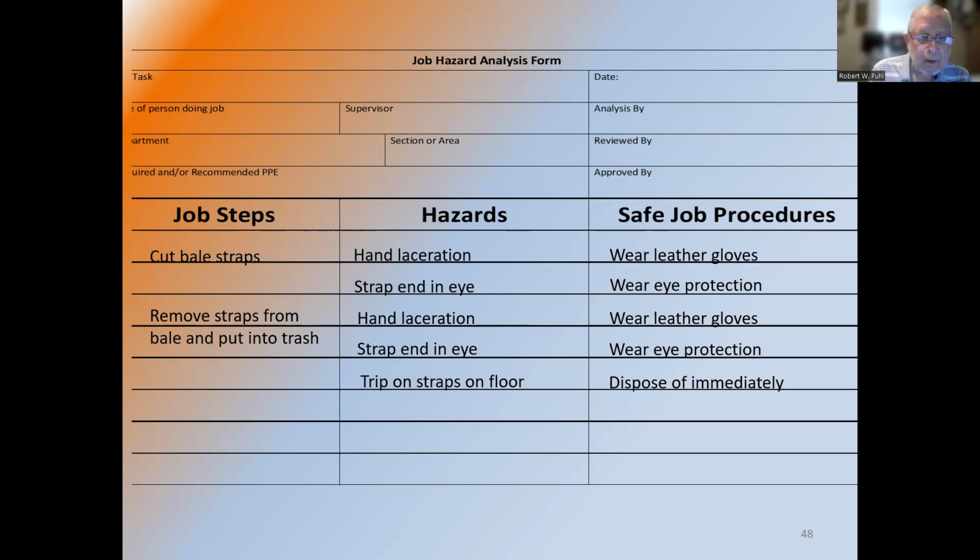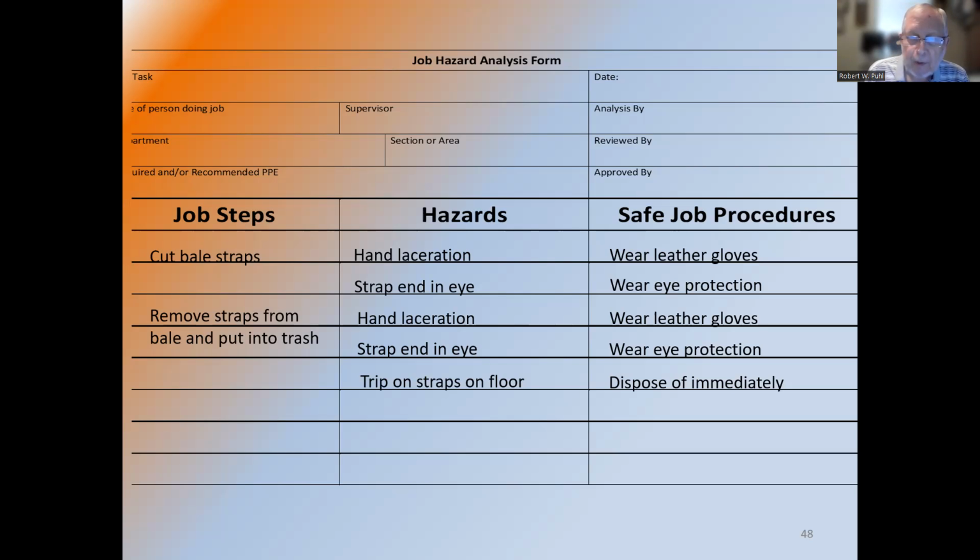And then the second step is pretty simple. You remove the straps from the bale and you put them in a trash, because if you don't remove them, they lay on the floor. So again, you have the same hazards: hand laceration, because when you cut it, it has a sharp end on it; strap end in the eye again, because these bands, when they're cut, are long and tough to handle, and they want to do their own thing; and trip on the straps on the floor. If you put them on the floor, someone's going to trip on them.